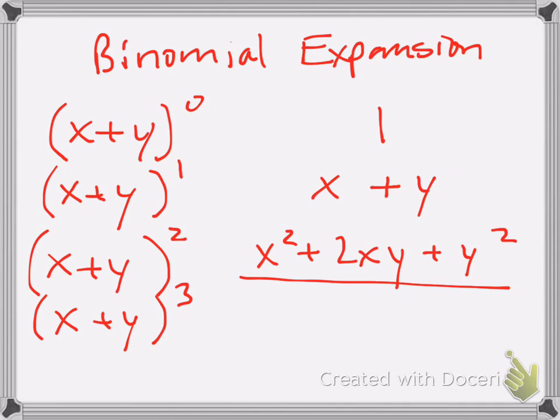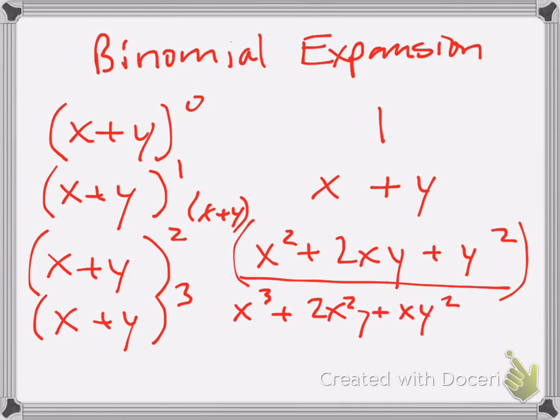Okay, so when we multiply this expression up here by x plus y, multiplying by x we get x cubed plus 2x squared y plus xy squared. And then when we multiply by y, we get x squared y plus 2xy squared plus y cubed. Right, are those the individual terms you got?